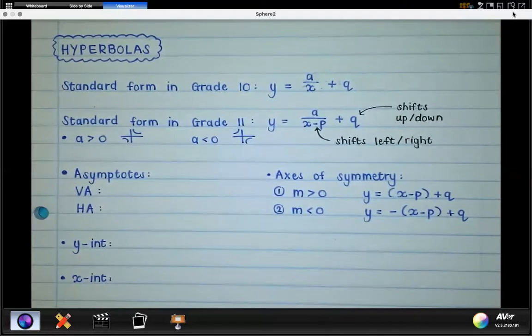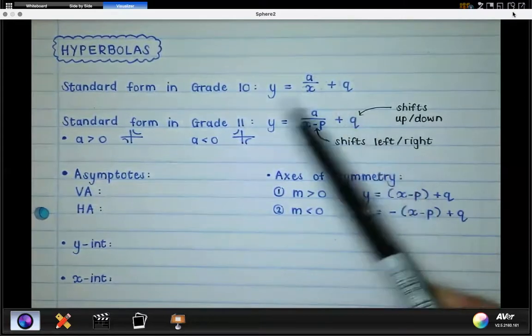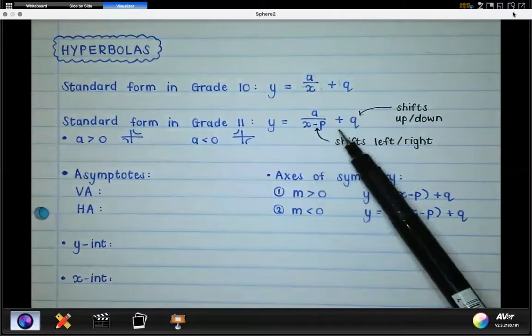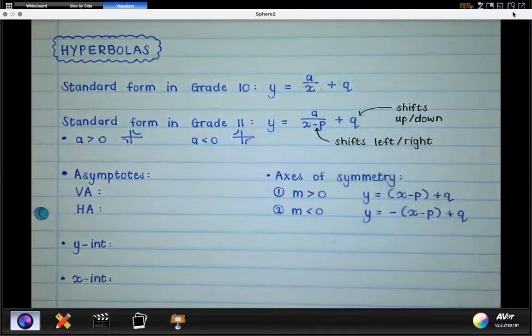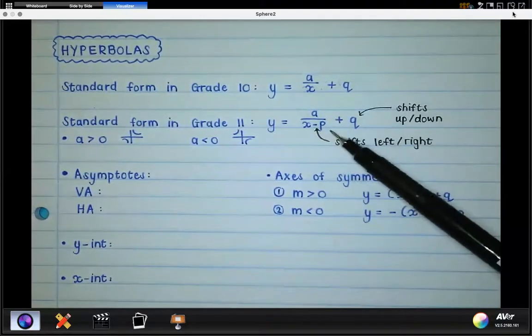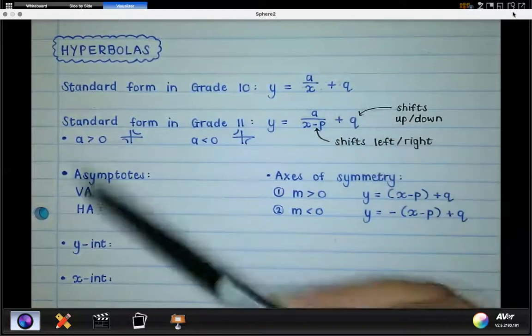Now in grade 11, just like when we did parabolas, we are introducing a sideways shift, a horizontal shift, with hyperbolas. The standard form is not massively different. The nice thing about a hyperbola is that it only has this one standard form. It's not like with parabolas where we had 3 different forms and had to work from one form to the other. With hyperbolas, this is the only form we are working with: y equals a over x minus p plus q. q is still the shift up or down, and q is still going to give you the equation of one of your asymptotes. We'll write that down now.